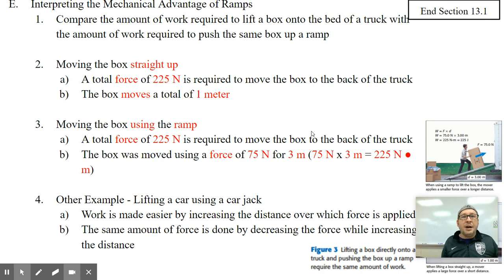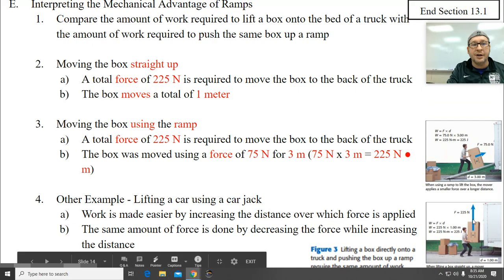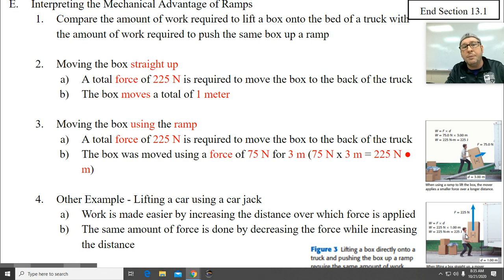So, for instance, if we try to move a box straight up from the ground all the way back into the truck, if you have to use a force of 225 newtons on a box, and you have to move that box 1 meter directly up into the back of a van. I think you should be able to see the image here, the bottom right picture. Again, you lift that box straight up about a meter, requires 225 newtons of force to do so, 1 meter.